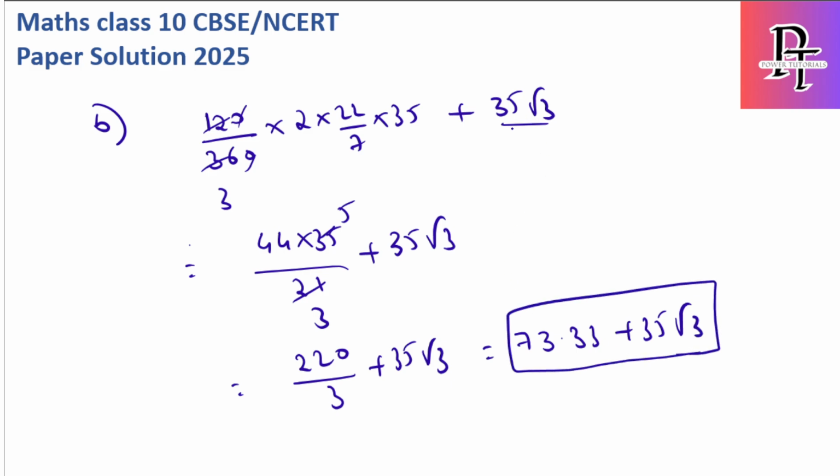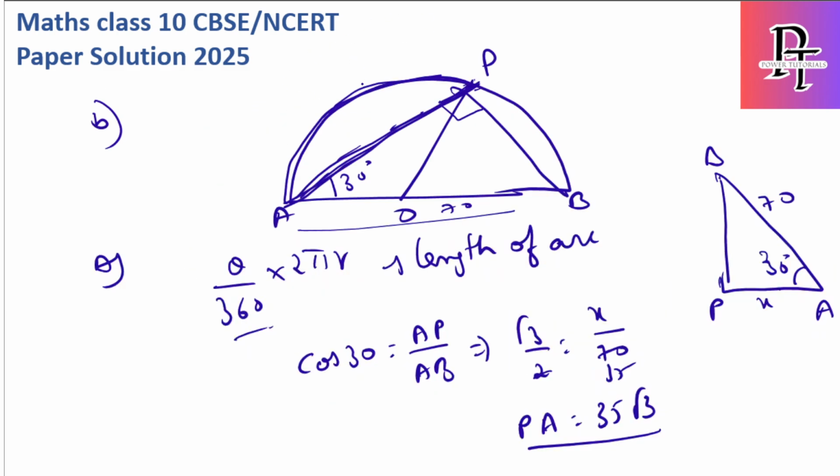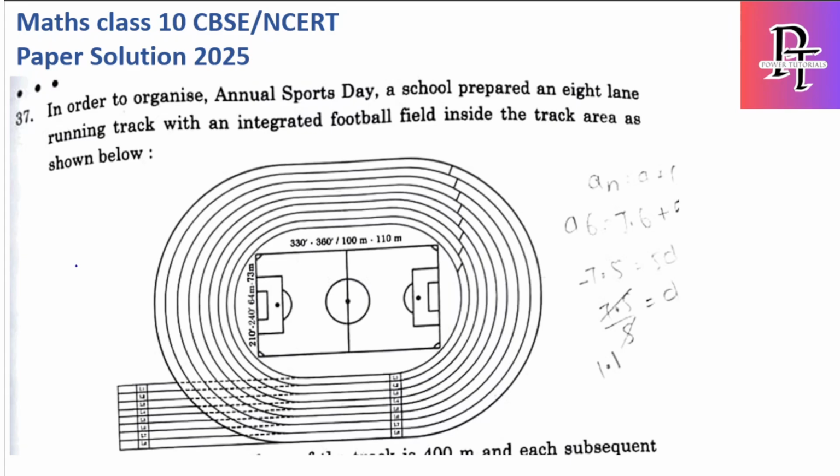Okay, this part is little tricky, but anyone can answer. It is theta by 360 into 2 pi r, which is nothing but length of arc of sector. This one is important because we have to use the right angle triangle concept here and then trigonometry concept to get the adjacent side. Cos is adjacent by hypotenuse. In this way I got this adjacent side. Fine, let's move to the next question.